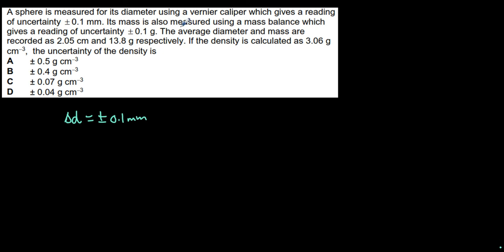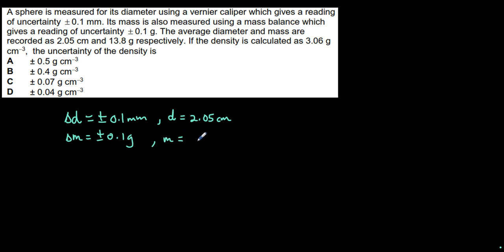Its mass is also measured using a mass balance which gives a reading of uncertainty plus minus 0.1 gram. So the uncertainty of the mass is plus minus 0.1 gram. The average diameter and the mass are recorded as follows. Let's jot down what is the diameter. It is 2.05 cm. What about the mass?